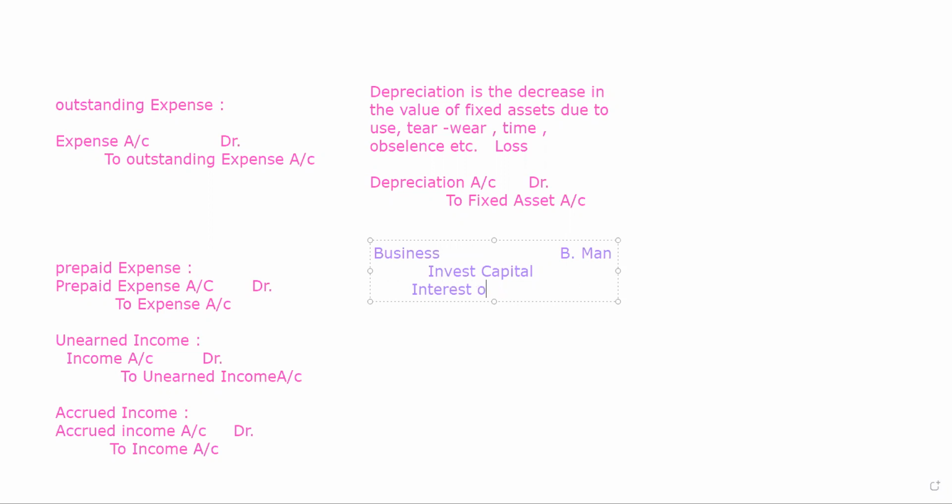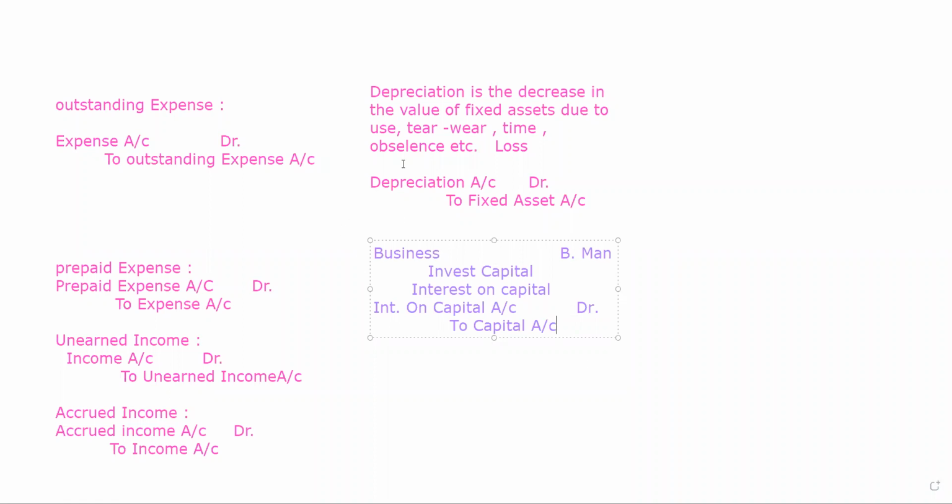This interest on capital is given by the firm, the business, to the businessman. So interest on capital given to the businessman will become an expense for the business, and it is not given in cash, it is added to the capital of the businessman. So the entry will become interest on capital account debit to capital account, as it increases the capital of the businessman.